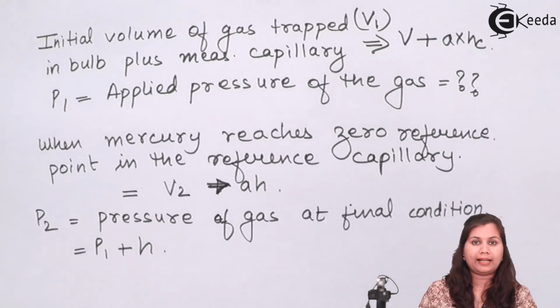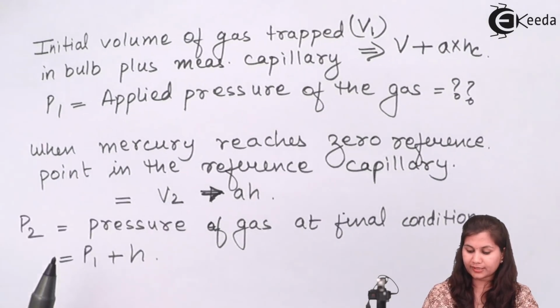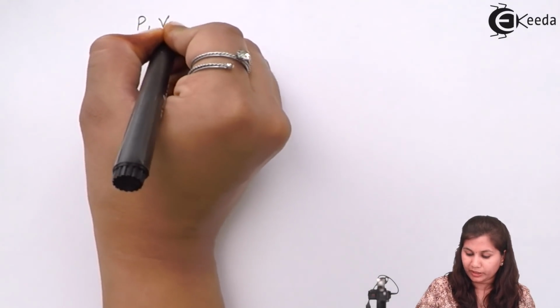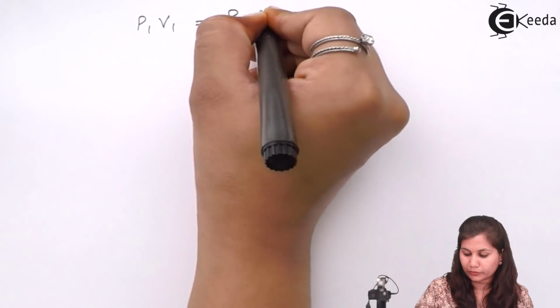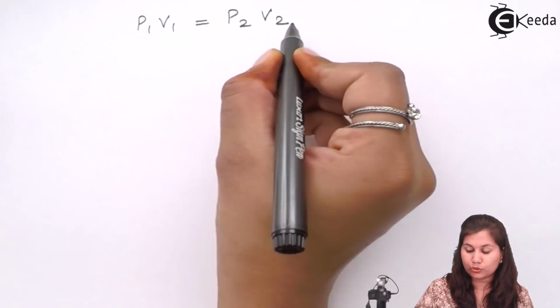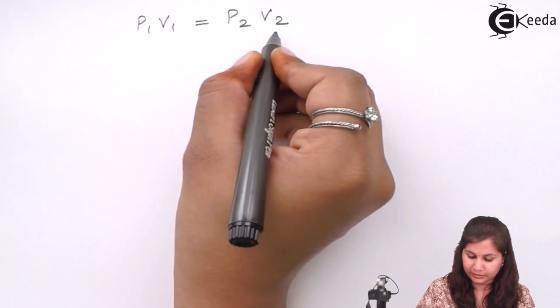So the initial and the final conditions are known to us. So we are going to put these conditions in Boyle's law. And according to Boyle's law, P1 V1 is equal to P2 V2. Putting the values of P2 and V2, the final conditions.